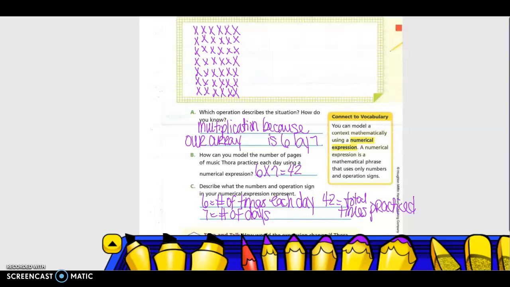Okay, letter B, how can you model the number of pages of music Thor practices each day using a numerical expression? So we said 6 times 7 equals 42, and then describe what the numbers and operations found in your numerical expression represent. So we said 6 equals the number of times each day, 7 equals the number of days, and 42 equals the total time practiced.